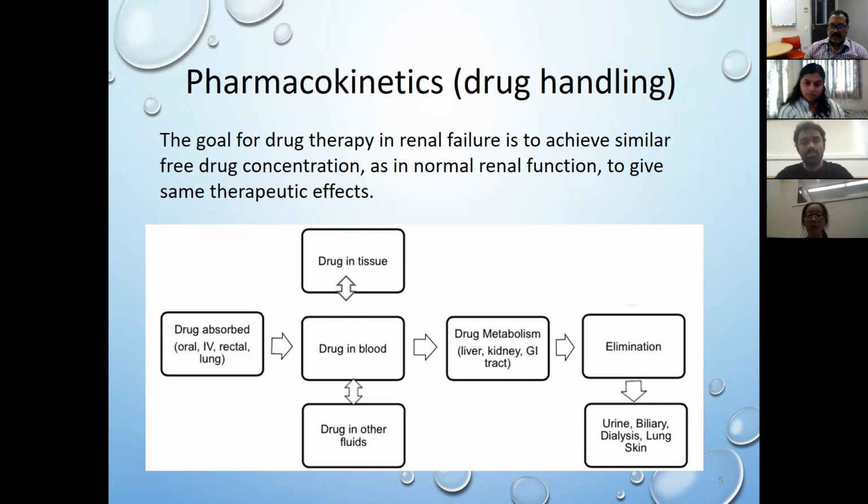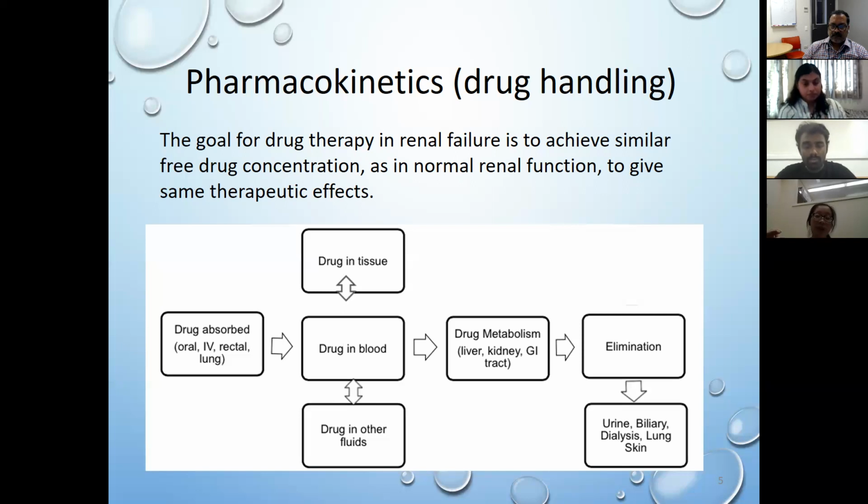The goal that we are trying to achieve with drug therapy in renal failure is to achieve similar free drug concentration as in a normal renal function patient, to give similar therapeutic effects. And so that sometimes requires us to reduce individual doses, or also to stretch out or reduce the frequency of doses so that you're maintaining similar concentrations in the blood.